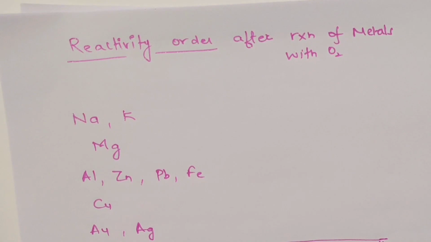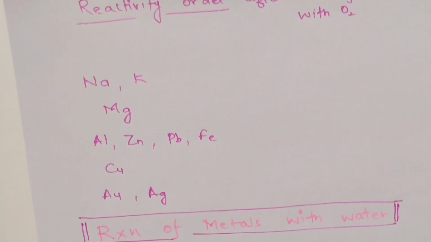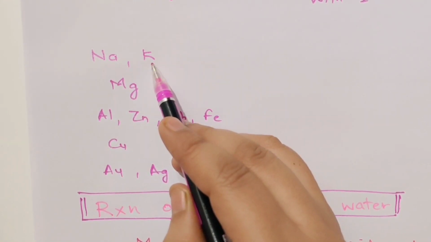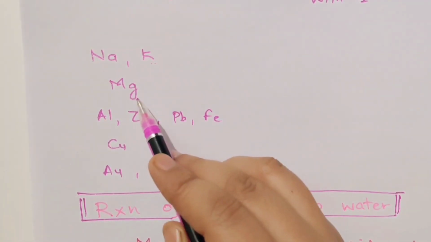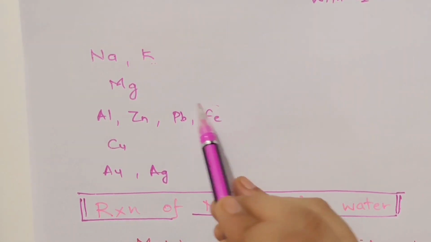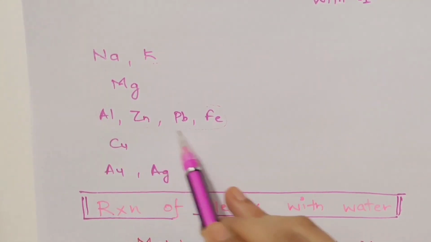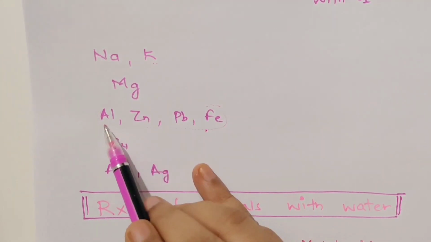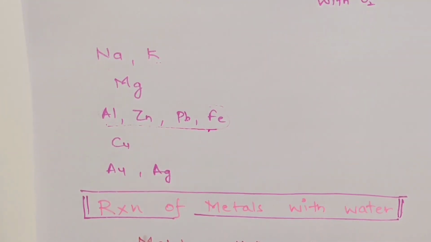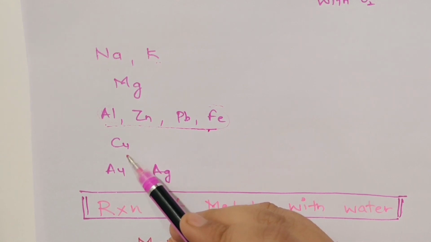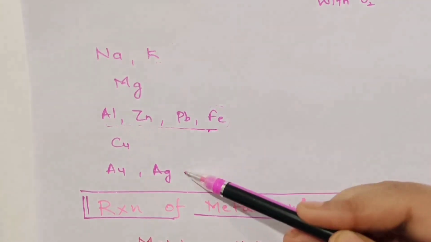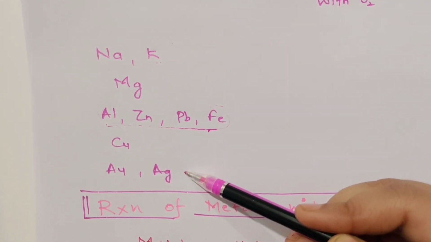After seeing these reactions, the order that we came up with is sodium, potassium first, because we know that they react very vigorously, so they are obviously most metallic. Then we have magnesium. Then we have aluminium, zinc, lead, and iron. We could not find out which one is most metallic amongst these. Right now, after seeing the reaction with oxygen, for us, they all stand in one place. Then we have copper, which reacts with oxygen only upon heating, and then gold and silver, which don't react at all. So this is the order that we could find out after seeing their reaction with oxygen.